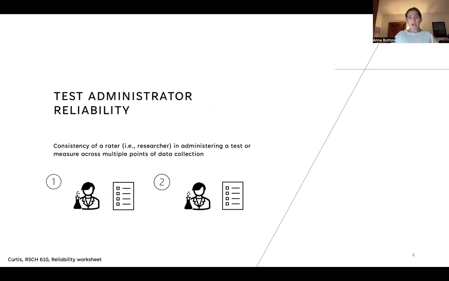Test administrator reliability has to do with the consistency of a rater or researcher in administering a test or measure across multiple points of data collection. For example, using the Kinsey scale again, the researcher might administer the scale to a participant, wait for a proposed period of time, let's say a week, and then administer the Kinsey scale again to the same participant. The participant scores across time points are assessed, and if the participant scores are correlated or related to one another, then there is evidence of test administrator reliability.